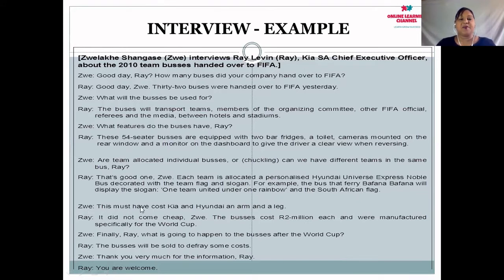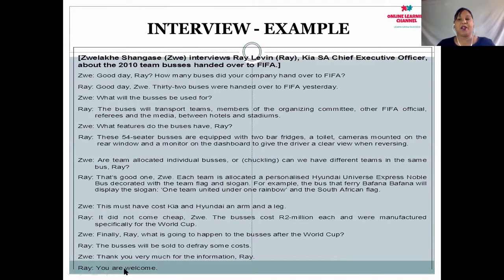Zwe, this must have cost Kia and Honda an arm and a leg. Ray. It did not come cheap, Zwe. The buses cost 2 million each and were manufactured specifically for the World Cup. Zwe. Finally, Ray, what is going to happen to the buses after the World Cup? Ray. The buses will be sold to defray some costs. Zwe. Thank you very much for the information, Ray.